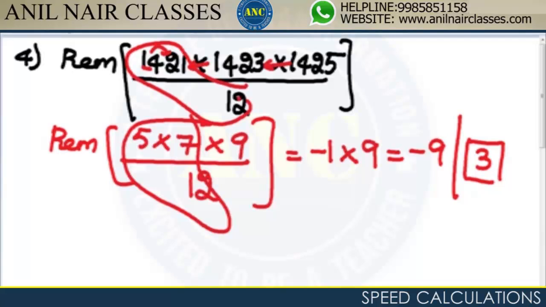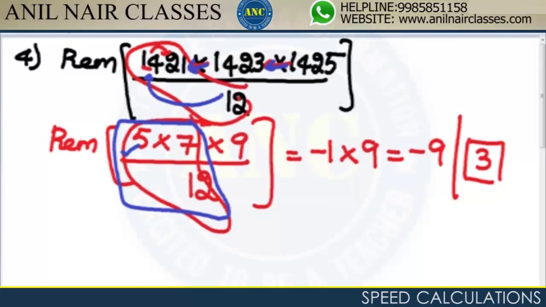Again I am explaining for the second time. 12 ones are 12, 22. 12 ones are 12, 101. 12 eights are 96, 5. This is 2 more than this, 7. This is 2 more than this, 9. 35 by 12, 12 threes are 36. Negative remainder is minus 1.